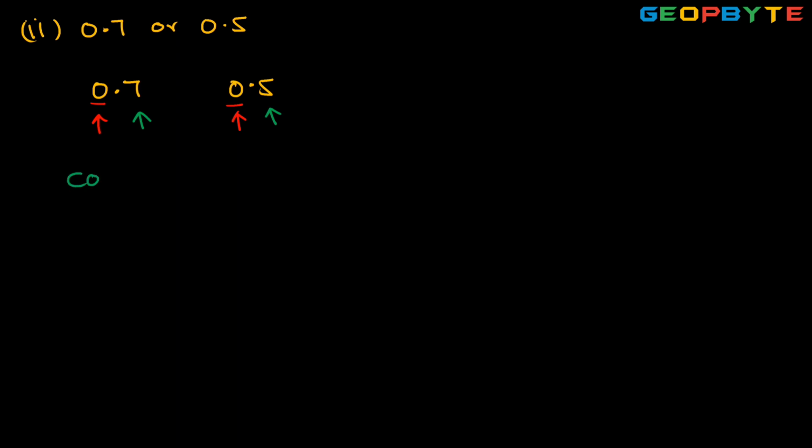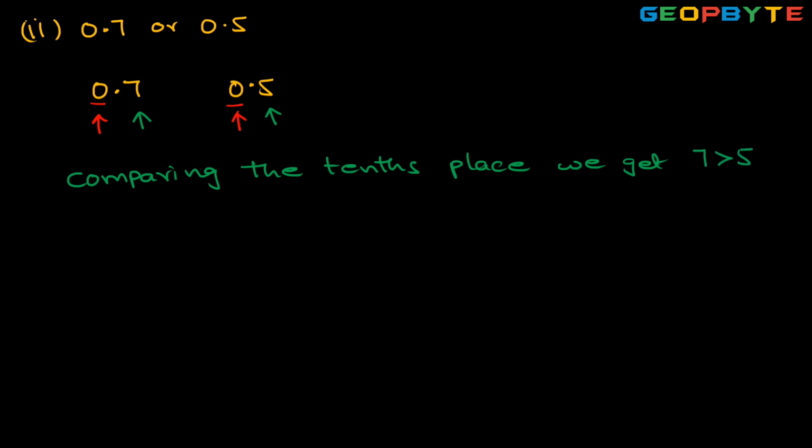So we'll write the statement. Comparing the tenths place, we get 7 greater than 5. In the first number we have 7, in the second number we have 5. So 7 is greater than 5. Therefore we can say that 0.7 is greater than 0.5.